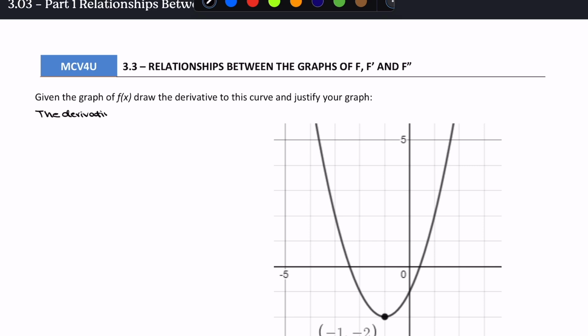The first thing to note is that the derivative of a function represents the slopes of all possible tangent lines. Again, the derivative of the function represents the slope of all possible tangent lines.